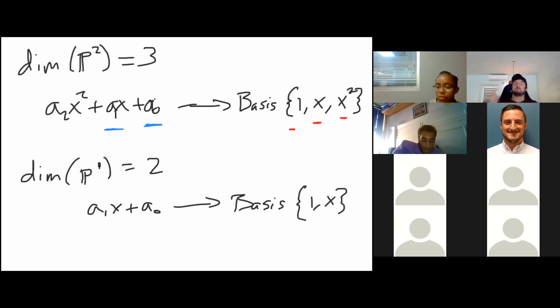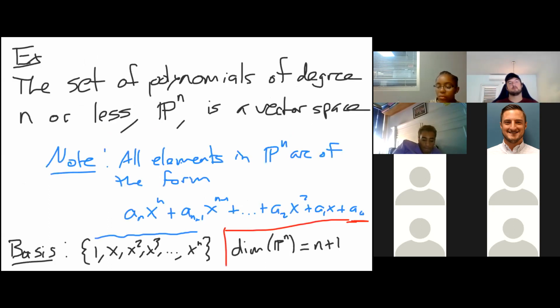You have to make sure you're looking at all the terms. That's why it's always 1 greater than whatever your n is for Pn. Because you're going to have n terms with x in it, and then you also have to account for your constants, and that's where that plus 1 is coming from. Okay, so polynomials. Polynomials are finite dimensional vector spaces.